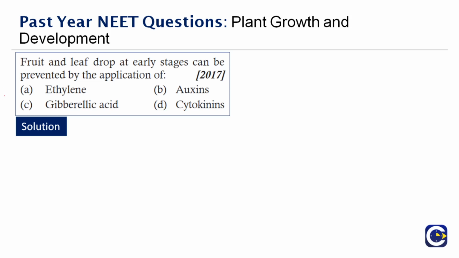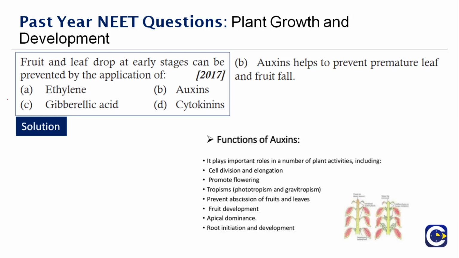So to prevent this premature thing happening, you can apply auxins to it. Auxins help to prevent the premature leaf and fruit fall. Therefore, the correct answer to this question is option B. Other than that, you also have some important functions of auxins here. It plays an important role in a number of plant activities, including cell division and elongation.